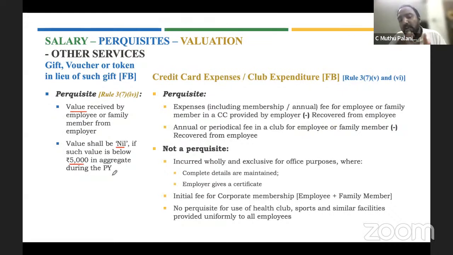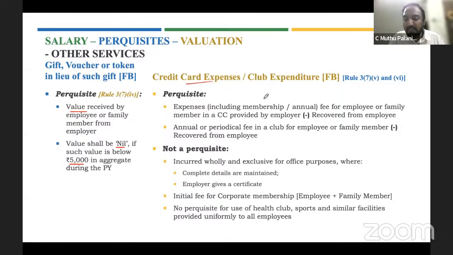Now again the question comes, what if it is 6,000? Here also you can take a stand that up to 5,000 is not a perquisite. Above 5,000, you take whatever is the amount. So if it is 6,000, 5,000 is not a perquisite, 1,000 is a perquisite. So you can split, but clearly write a note saying that you have taken the stand, because both viewpoints are accepted. But you have to tell through a note that you have taken this way, because writing notes in your question paper answer sheet is very vital for answering the problems. So that is your gift voucher or taken in lieu thereof.